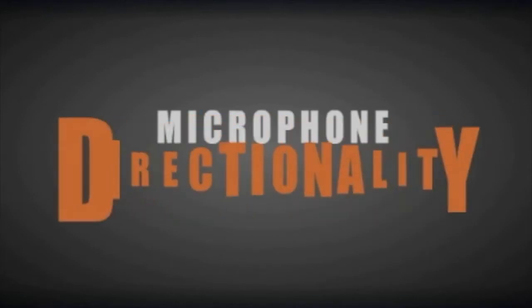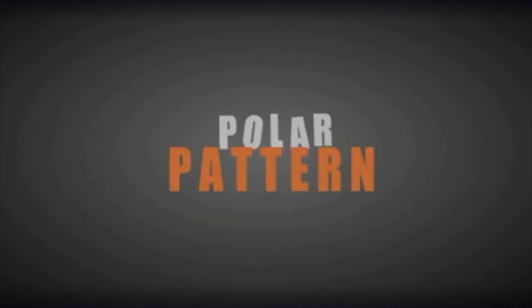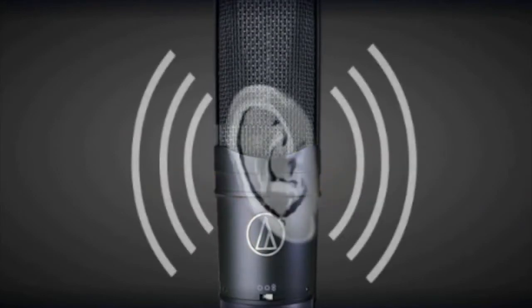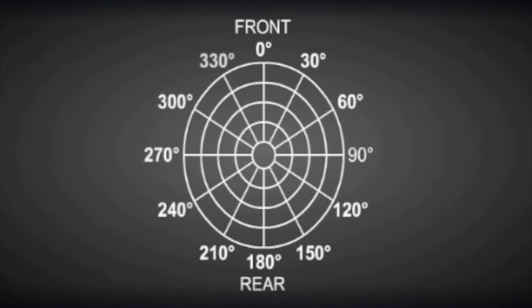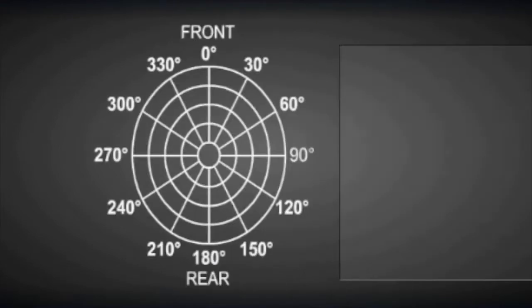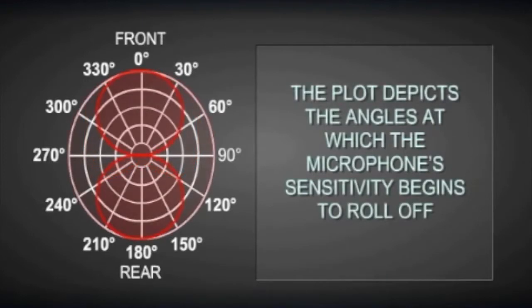A microphone's directionality is classified by its polar pattern, which is a diagram of how a microphone hears. A polar pattern is plotted on a 360-degree map, which shows directionality based on its sensitivity. The plot depicts the angles at which the microphone's sensitivity begins to roll off.